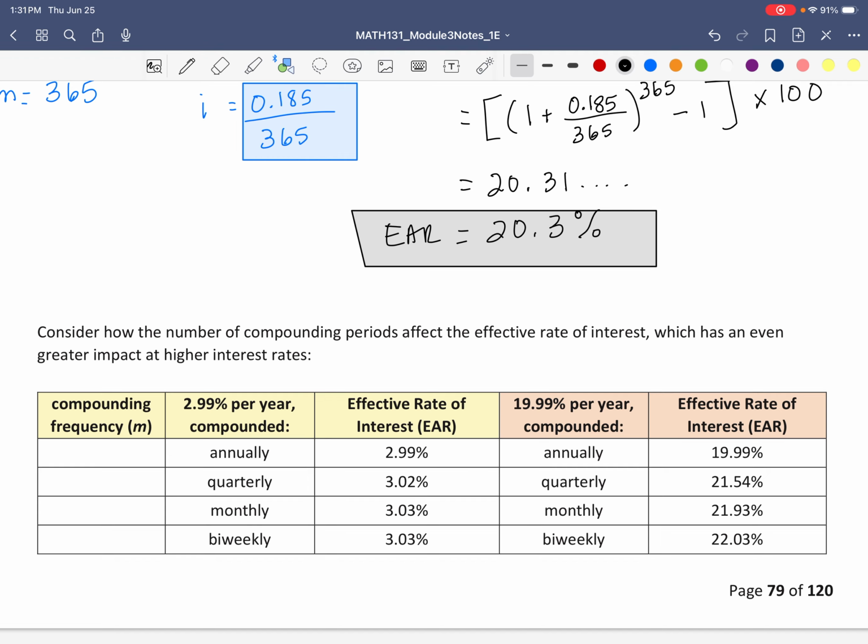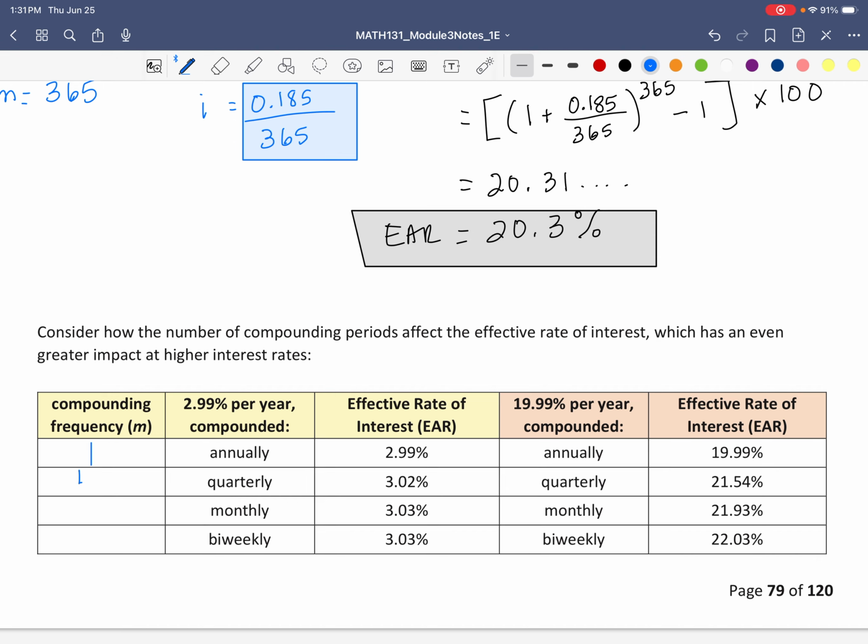So if we look at this table here, it says, consider how the number of compounding periods affect the effective rate of interest, which has an even greater impact on higher interest rates. So we're going to determine what is the compounding frequency of each of these different scenarios. Well, the first one is 2.99% per year compounded annually. Well, that means that the effective rate of interest is just the same. And this is 1 compounding frequency, so only being compounded once a year.